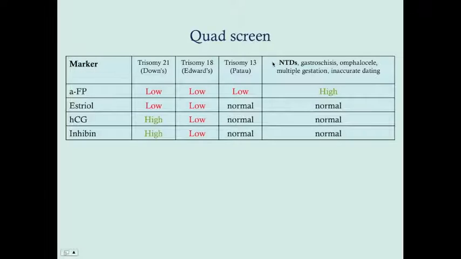But if you do get a high alpha-fetoprotein, you can do an ultrasonography and look for a neural tube defect. And usually with gastroschisis and omphalocele, you'll be able to see that as well with your sonography. Now the trisomy 21, 18, and 13, they have their own quad screen levels, but we're not going to talk about that here.